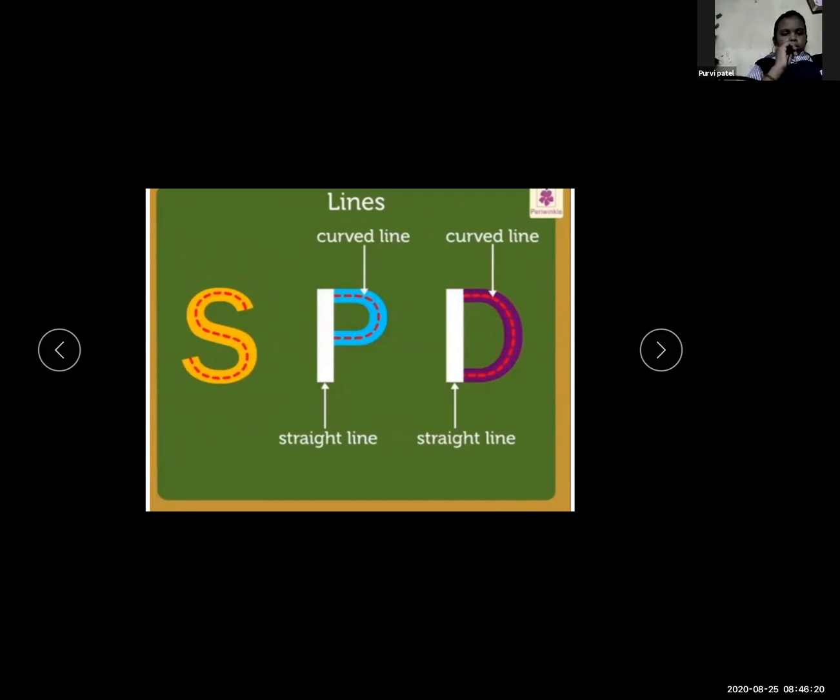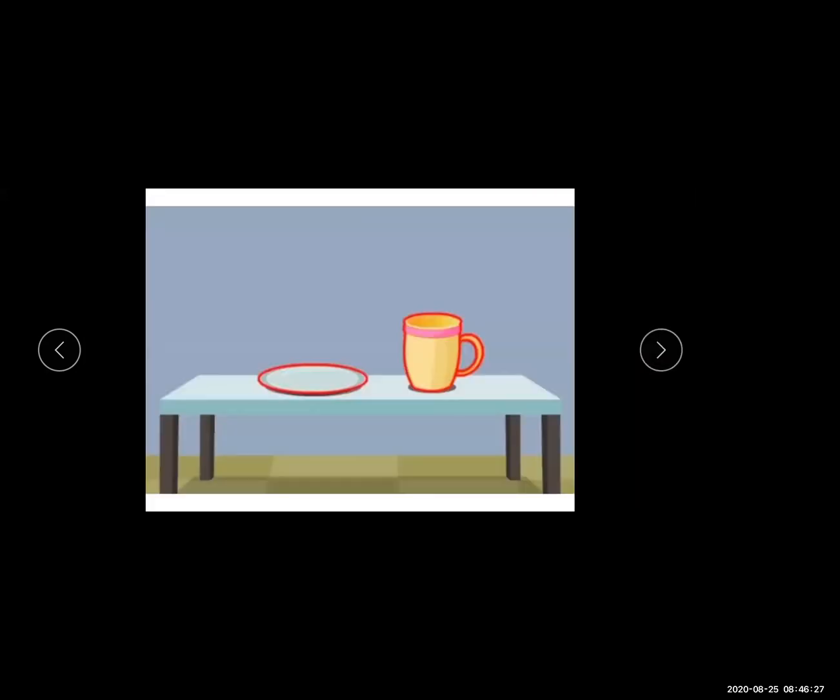Now students, let us look at a few objects that are made up with lines. Now see here, you can see two objects on the screen. This is the plate and this is the mug.